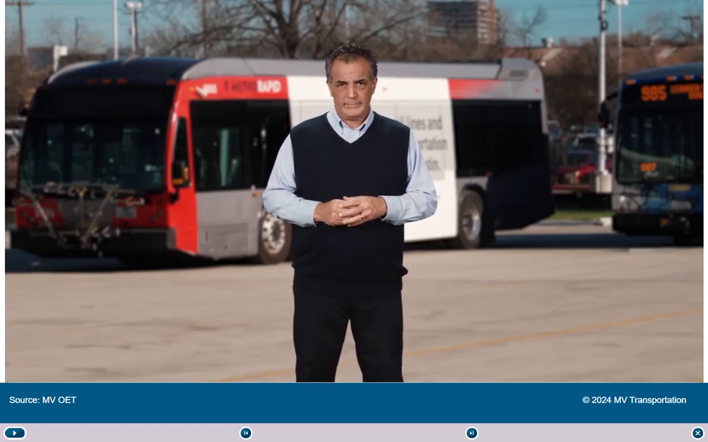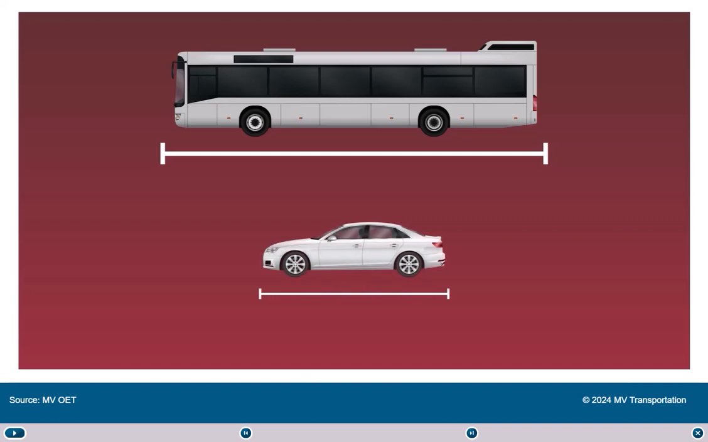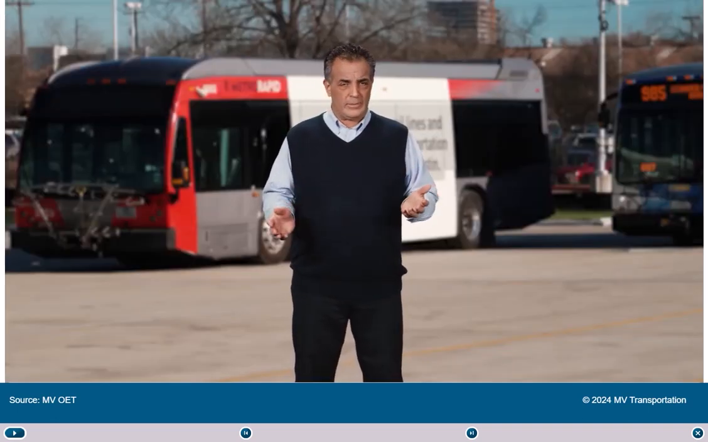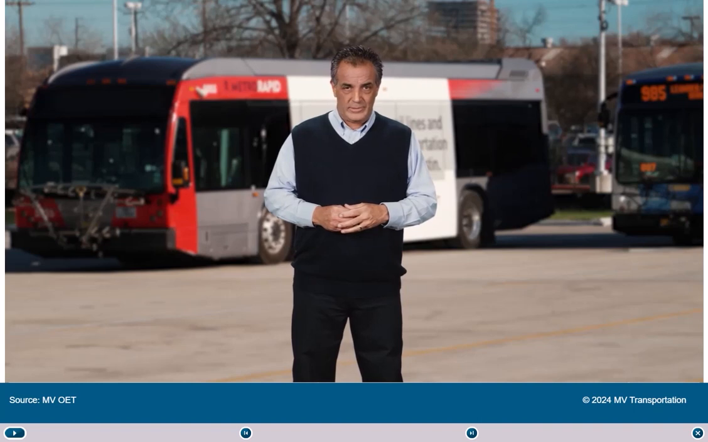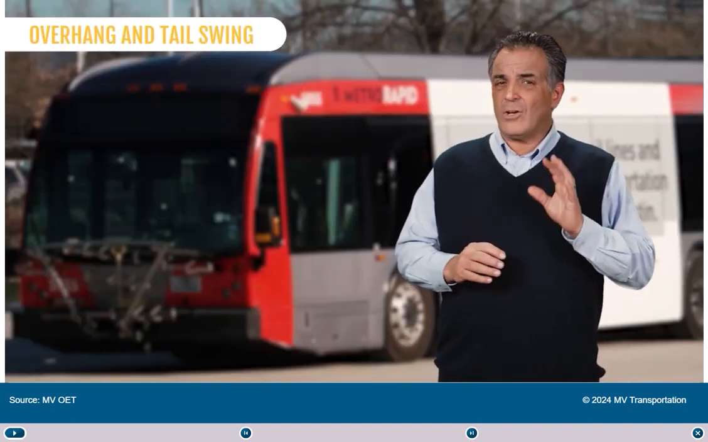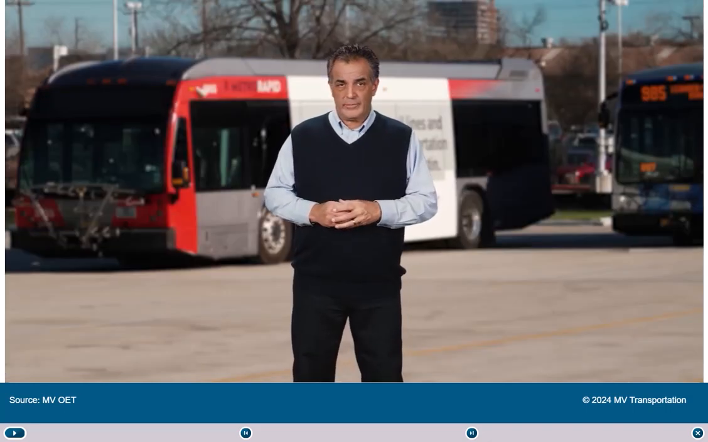a turn poorly. The length and width of your vehicle are much larger than normal vehicles such as cars, and that must be accounted for to prevent contact with the surroundings. This includes vehicles, signs, curbs, and of course pedestrians. While you are cornering, overhang and tail swing can cause significant damage, injury, and even loss of life.